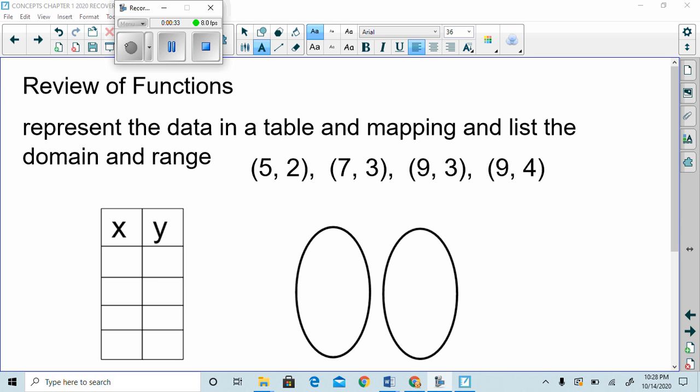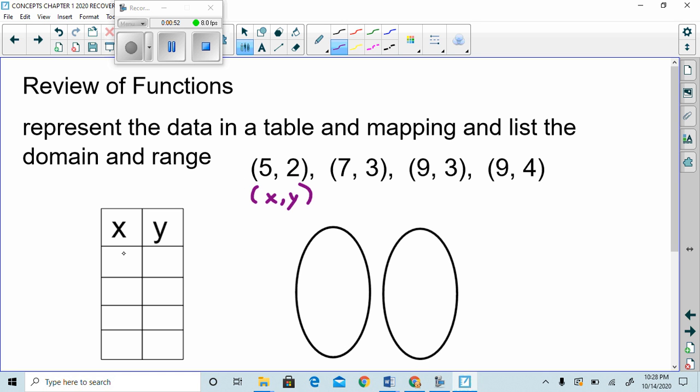I'm starting this first problem by giving you a set of ordered pairs. You want to list them into the table as well as represent them in mapping. So as you look at this data, you're going to put your X values, remember these are your X's and your Y's. X values will go in the first column, followed by your Y's.